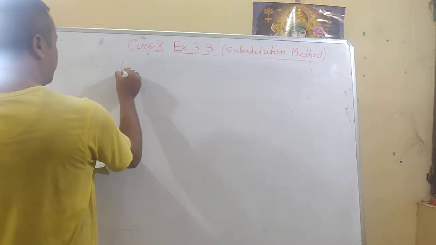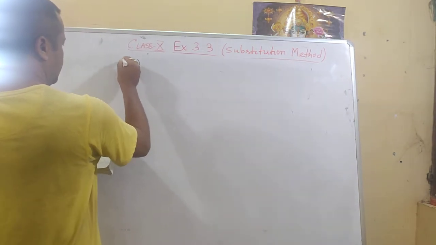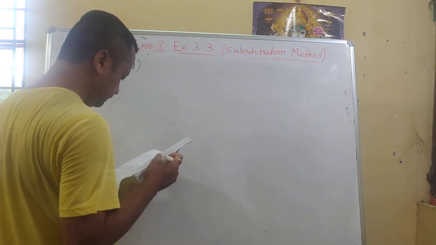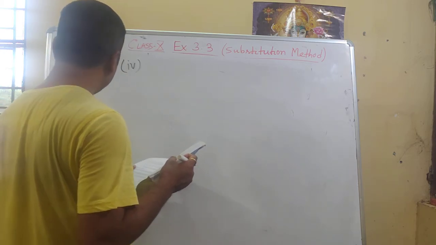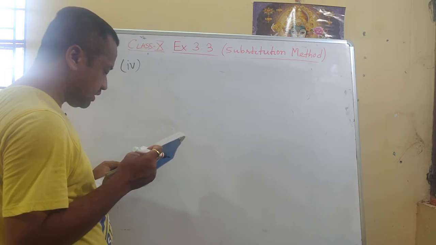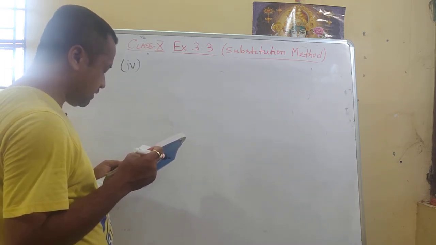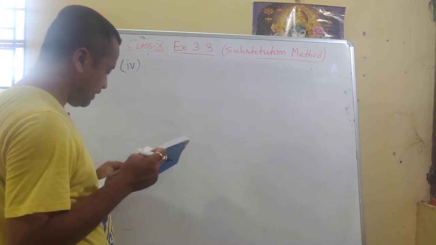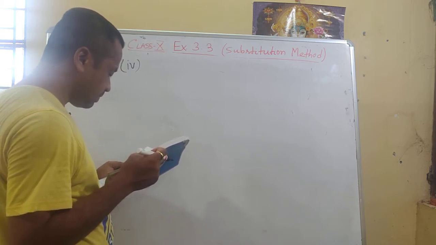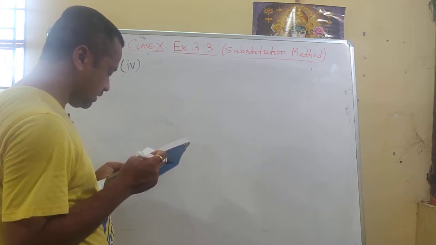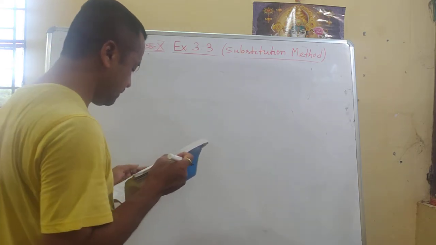So I will just form the linear equations. You can do the rest part. So question number 4 is given. The taxi charges in a city consist of a fixed charge together with the charge for the distance covered. For a distance of 10 km, the charge paid is ₹105, and for a journey of 15 km, the charge paid is ₹155. What are the fixed charges and the charge per kilometer? How much does a person have to pay for traveling a distance of 25 km?